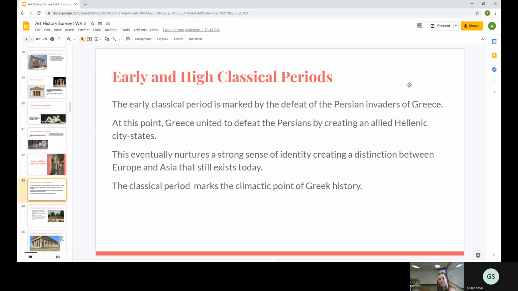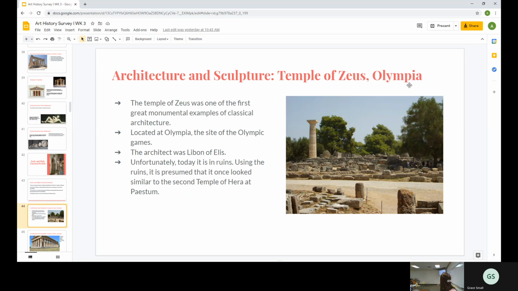And that really sparks the early classical period, which is, of course, the climax point in Greek art history and their history in general. So some of the things that change, architecture is obviously a big one. They improve upon their temple structures. The Temple of Zeus was one of the first great monument examples of classical architecture. Unfortunately, it no longer exists.